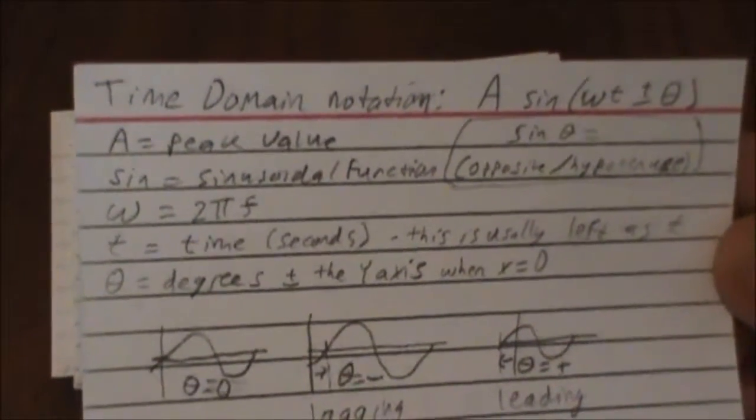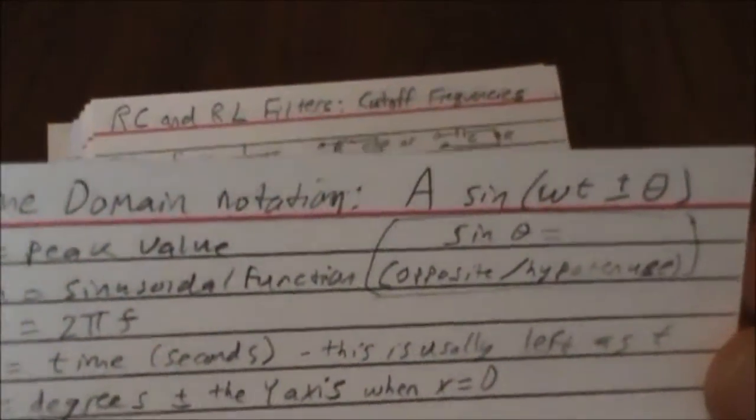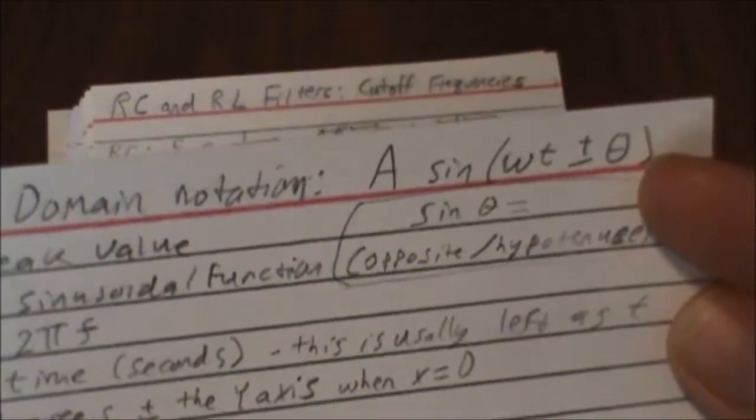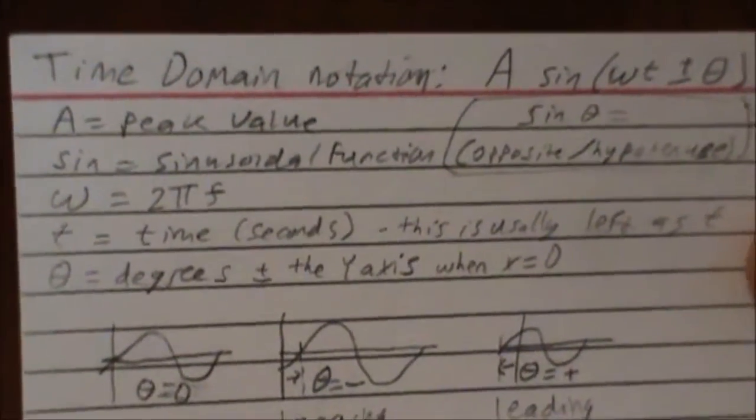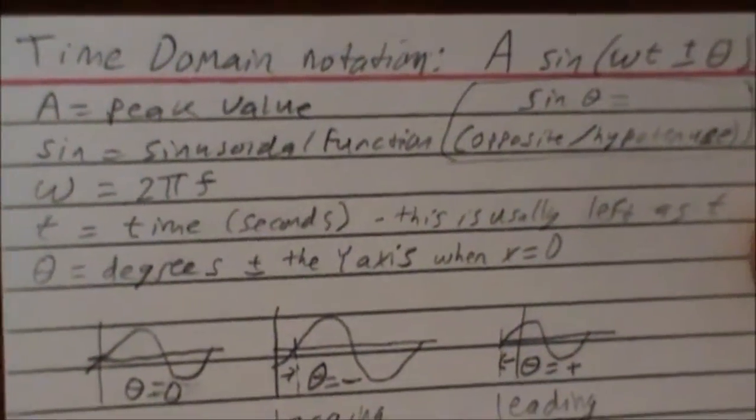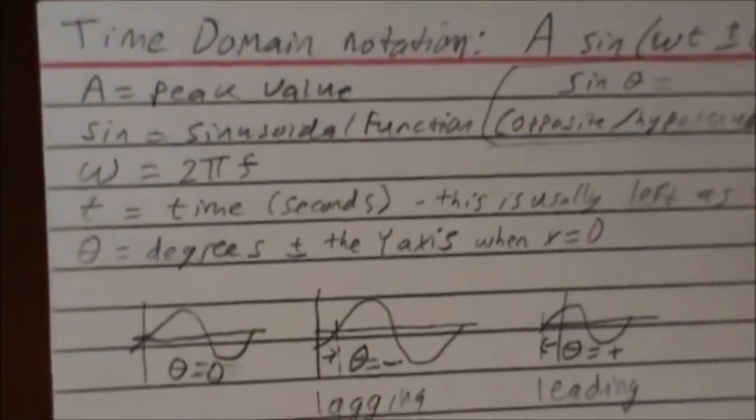And then plus or minus, that's a plus or minus there. And then that's the Greek letter theta. Theta is your degrees, plus or minus on the y-axis when x is 0.